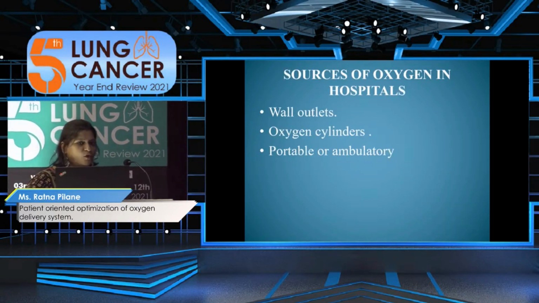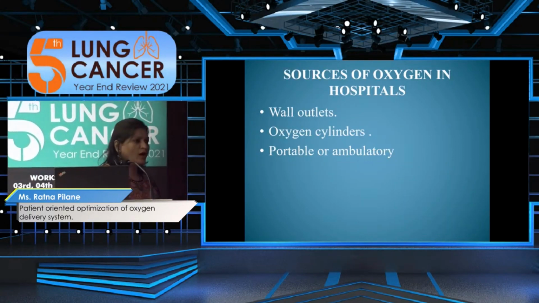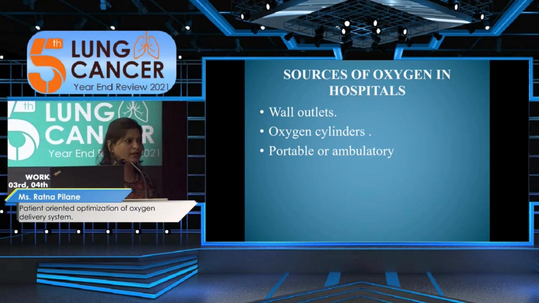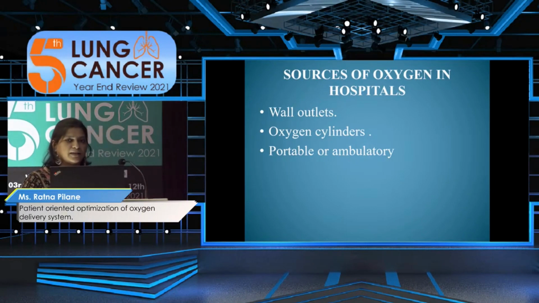The next is sources of oxygen in hospitals. Wall outlet, that is the centralized oxygen system. Oxygen cylinders: when we are shifting a patient from one department to another, we use oxygen cylinders. Portable or ambulatory oxygen delivery systems are mainly used at home. When a patient has chronic obstructive pulmonary disease, they require oxygen, and at that time they use portable oxygen.